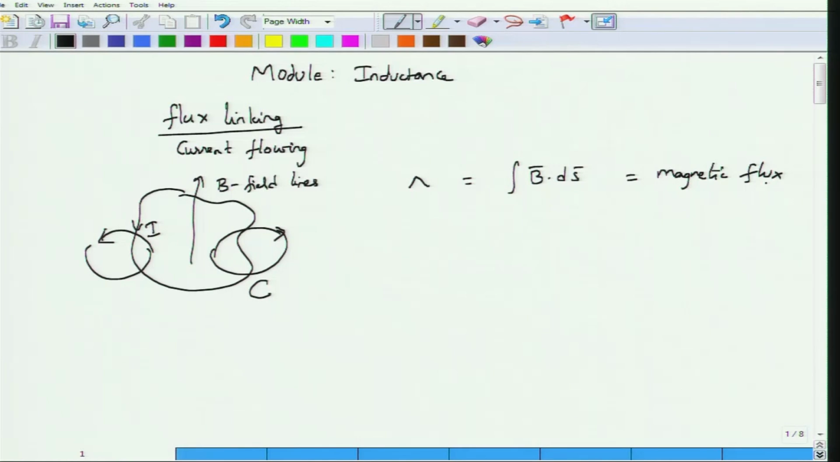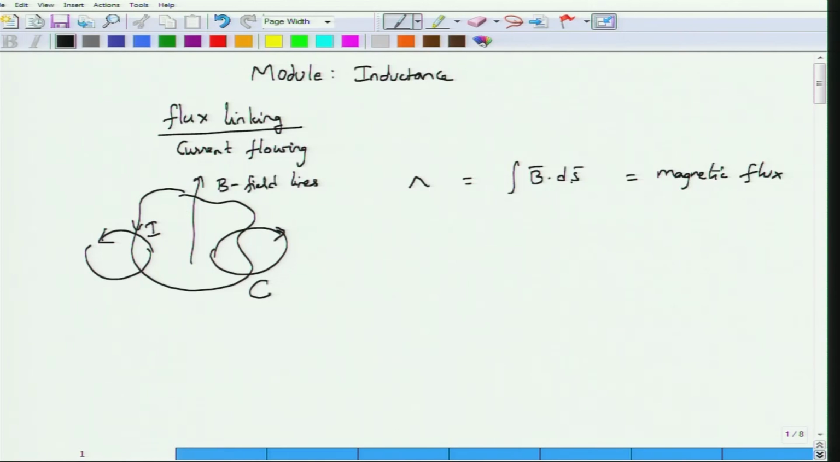In this simple loop example that we have chosen, even the central field lines would actually link to the circuit, or would contribute to the flux linkage. There are certain situations where only partial B fields would actually link to the circuit, and in that case we call it partial flux linkage. Okay, so in this loop case that we have shown here, the entire B field would actually link.